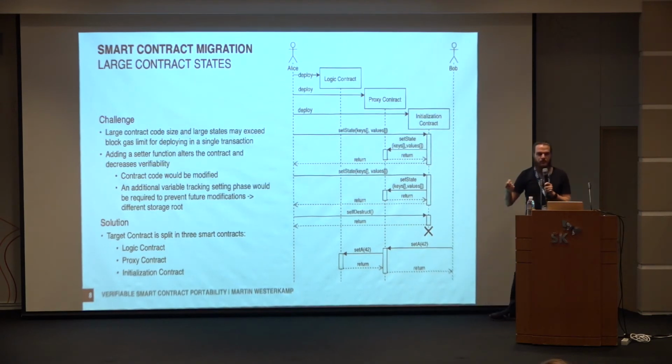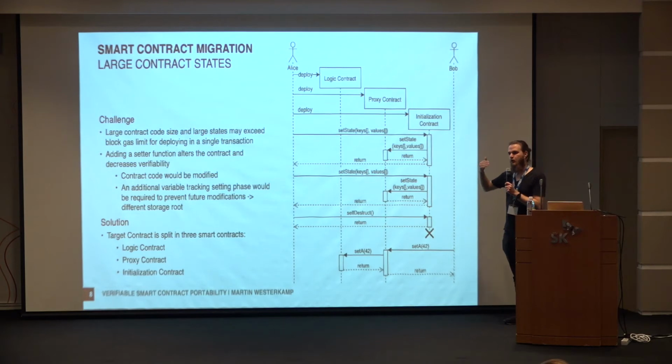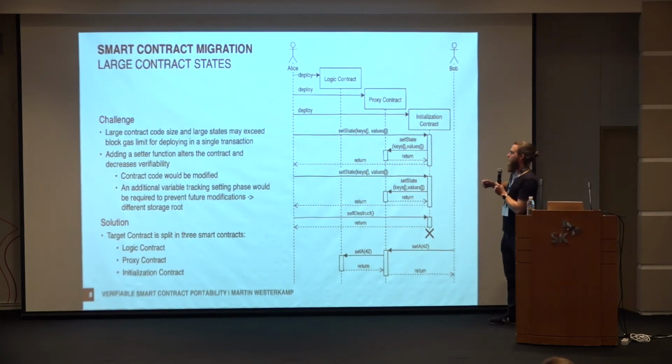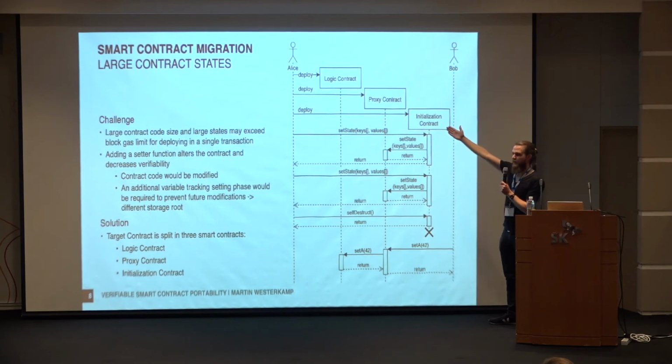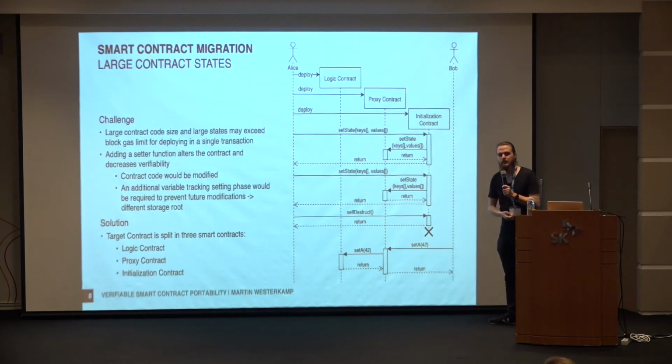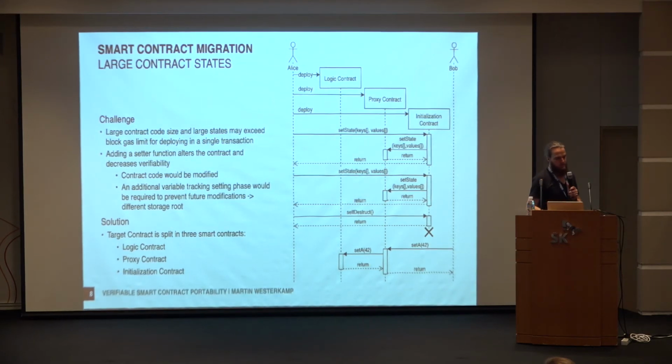So now we have a situation where we can migrate over multiple blocks, we can spread the migration part, and also we can still migrate the state because it's untouched in the proxy contract, and we have a verifiable logic in the logic contract.